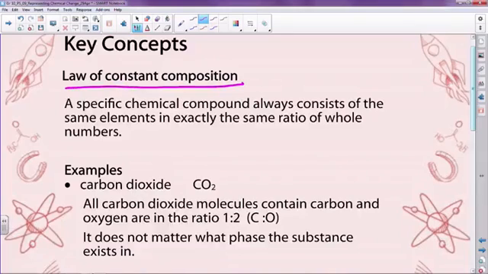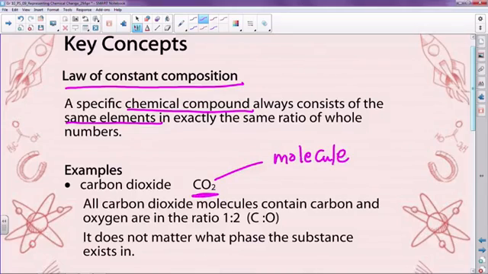It says a specific chemical compound always consists of the same elements in exactly the same ratio, in whole numbers. In other words, if you look at carbon dioxide, we want to think of carbon dioxide as a molecule. Why is it so? Because between the atoms of carbon and oxygen, there are covalent bonds. So this is a molecular substance, which is a gas. So in this case, what we're saying is that there is one atom of carbon to 2 atoms of oxygen per molecule.